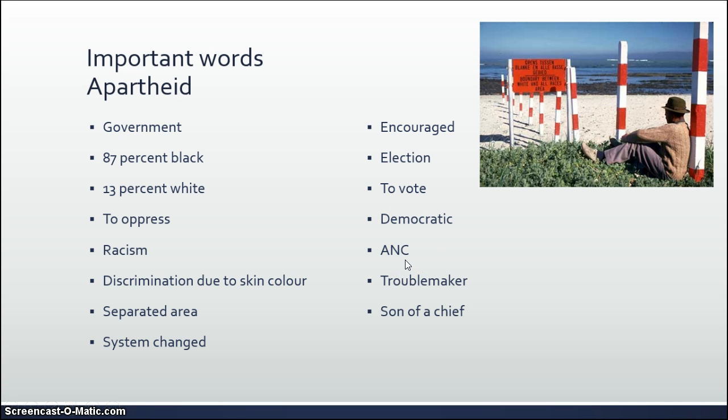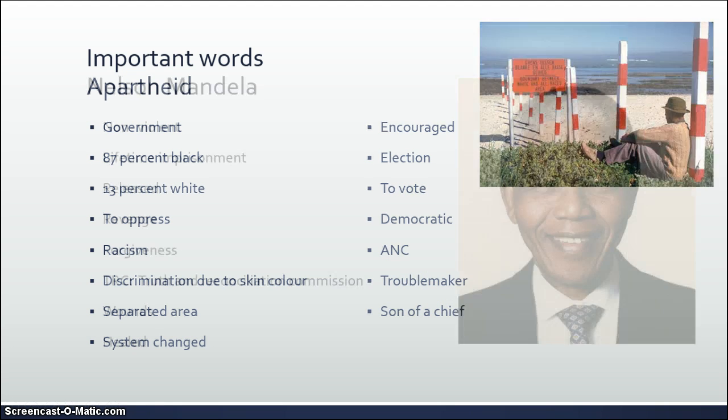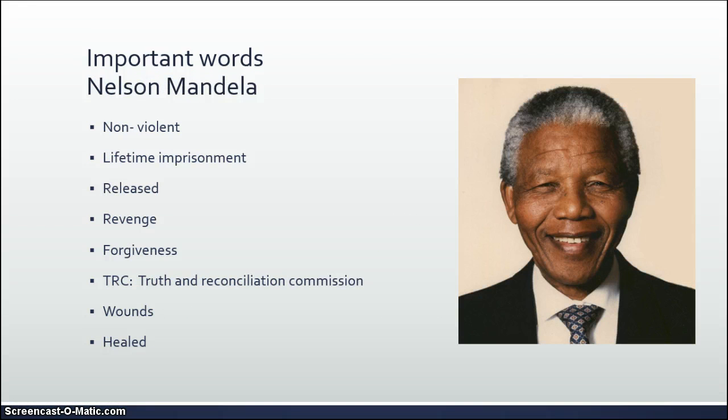They chose a special man to be their president, a special man whose middle name, Rolihlahla, actually means troublemaker. So that's a bit funny. He really turned out to be a troublemaker. You know him as Nelson Mandela. He was the son of a chief; his father was a chief of his tribe. Here we have him in the picture.